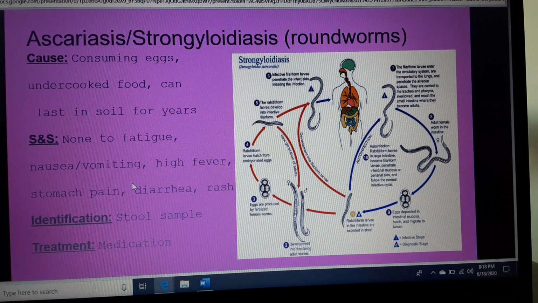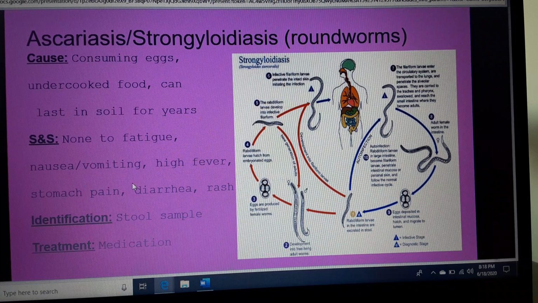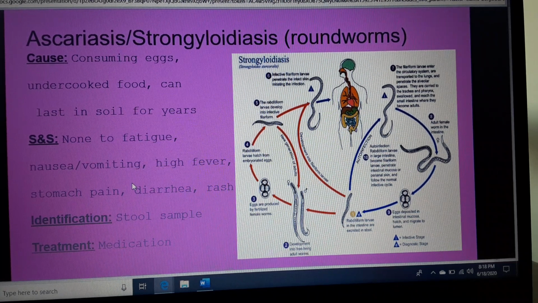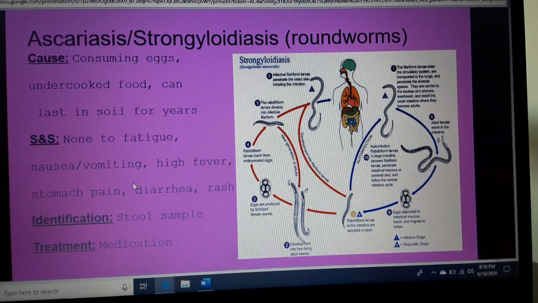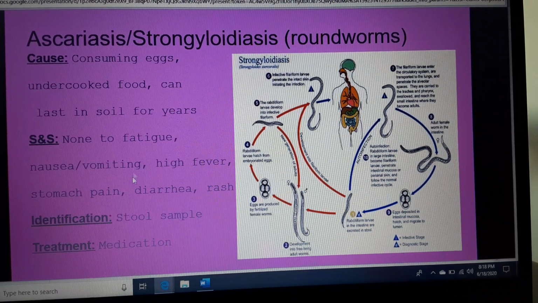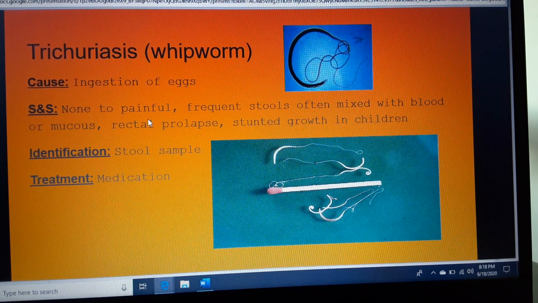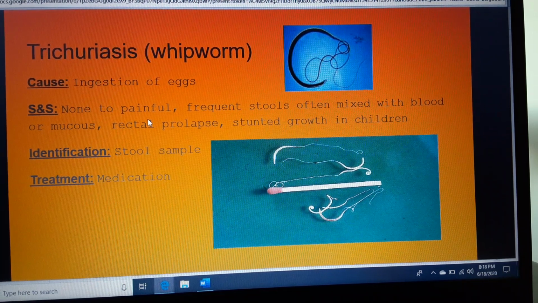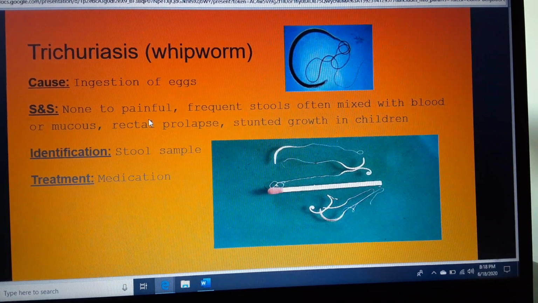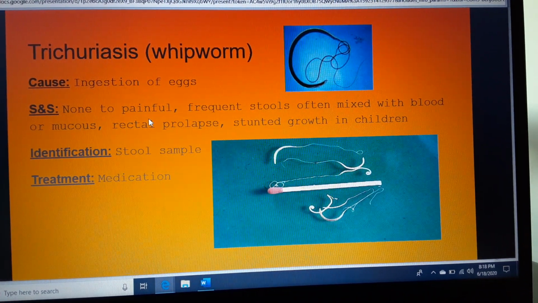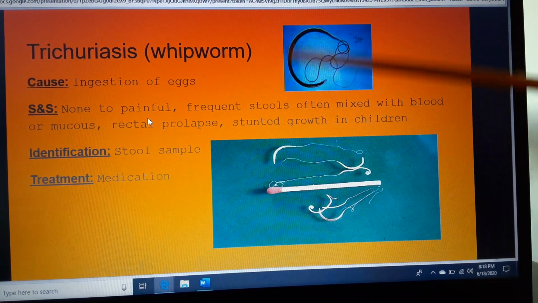Strongyloidiasis thrives in tropical climates and regions where sanitation is poor. This roundworm can cause a variety of symptoms and requires a stool sample as well. Trichuriasis has the potential to cause painful stools mixed with blood. In this photo, you can see how this roundworm looks like a whip, hence the name whipworm. Whoosh.